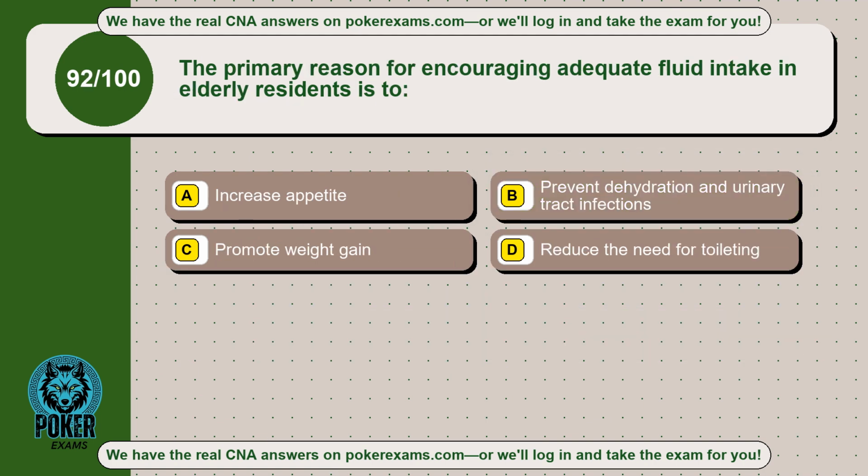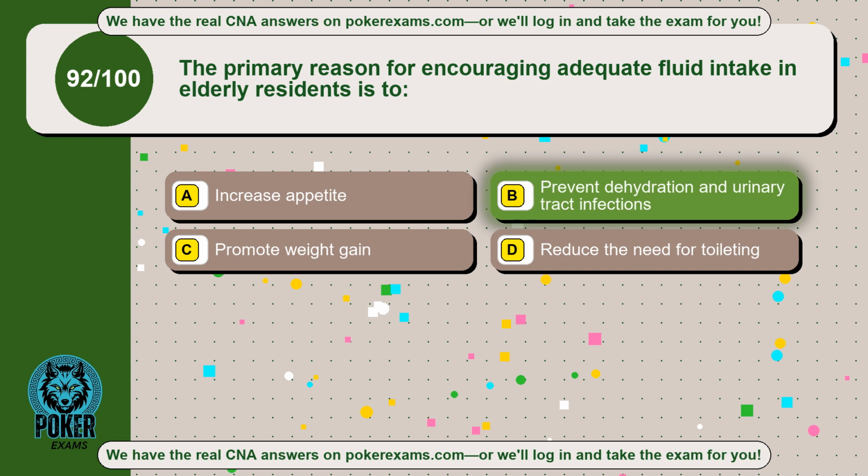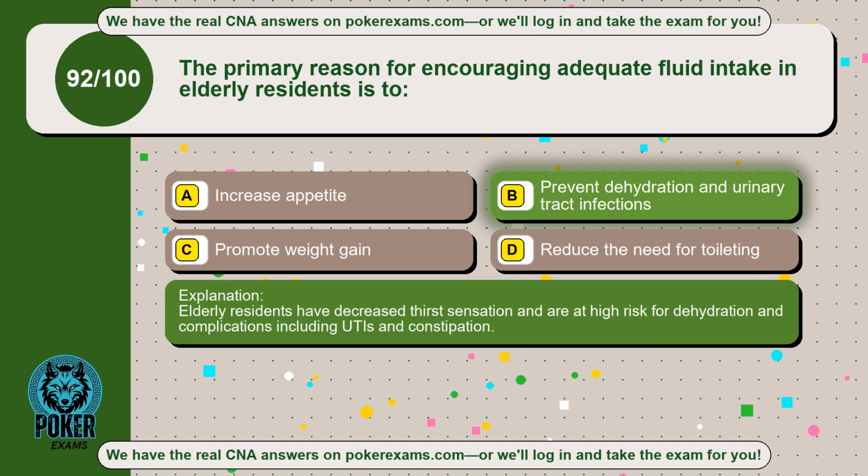Question 92. The primary reason for encouraging adequate fluid intake in elderly residents is to: Option A. Increase appetite. Option B. Prevent dehydration and urinary tract infections. Option C. Promote weight gain. Option D. Reduce the need for toileting. The correct answer is option B. Prevent dehydration and urinary tract infections. Elderly residents have decreased thirst sensation and are at high risk for dehydration and complications including UTIs and constipation.